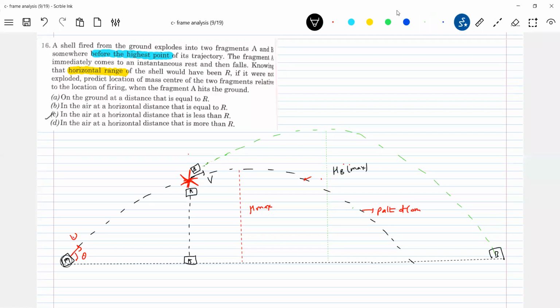Now, what is the thing? It will take time t to come and strike here. Now during that time, the question is asking about the ground. So when the fragment A hits the ground, where will the center of mass be? So this will descend some height, H_A. And the fragment B will have immediately some velocity. So look at this. What is the time taken by fragment B to come and strike the ground? Will it be equal to T or greater than T?